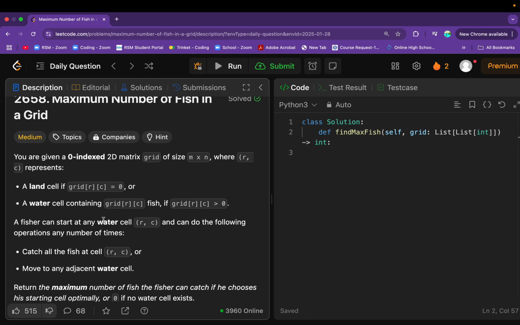And effectively, while we're doing that for every single iteration or every single possible cell to start with, we have to track the maximum fish count that we actually encounter during all of the DFS traversals for all of the cells, and we can explore all of the cells simply using nested loops in Python.